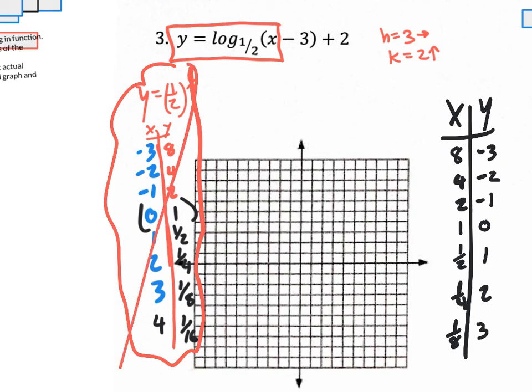So let's plot 8 and -3. If we go 8 on the x, -1, 2, 3 on the y, we will end up right here. And then if we go 4 on the x, -2 on the y, right there. And if we go to the next one, 2 on the x, -1 on the y, right there. Go to 1, 0. That is 1, 0 right there. Go to 1/2 on the x, 1 on the y. So right here, only halfway on the x and 1 on the y. You'd end up right there at the halfway point.